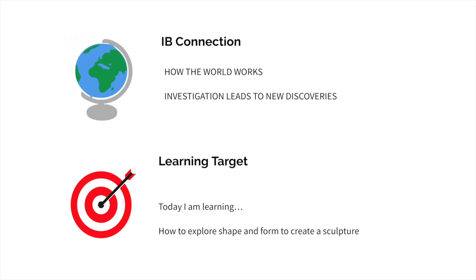Fourth grade, here are our learning goals for this week. Your IB connection is staying the same. We are still discussing how the world works, and you are talking about how investigation leads to new discoveries. Our learning target for today is: today I am learning how to explore shape and form to create a sculpture.